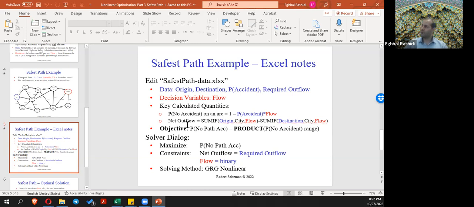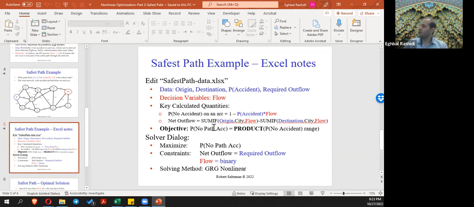And you also need to have, if you remember, the outflow and inflow constraints that we have for the shortest path. So it's going to be similar. We're going to have the net outflow for each city. For the origin, the net outflow should be 1, and for the destination, which is Amarillo, Texas, it has to be -1. For any city in between, the net outflow should be 0.